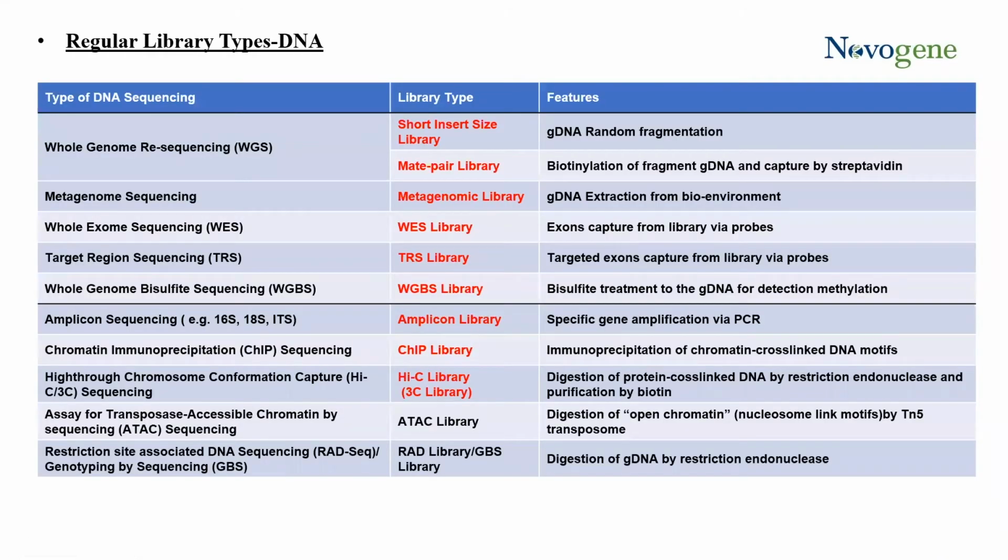So let's just talk about a few library types. Some of these up here are the most common that we see at Novogene. We certainly see a lot of WGS and WES. So why am I showing you these? So we're looking at all of these library types. And as this slide depicts, we are looking at DNA libraries originating from DNA.